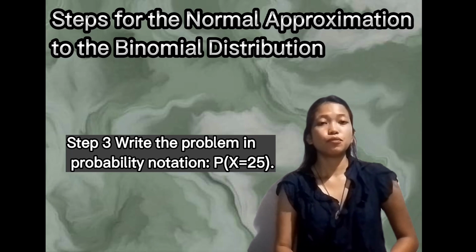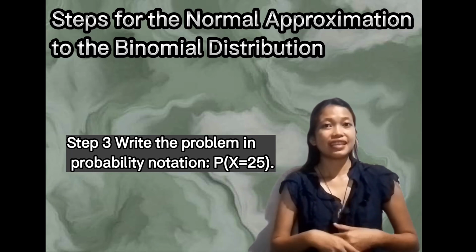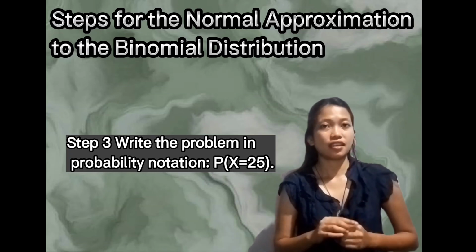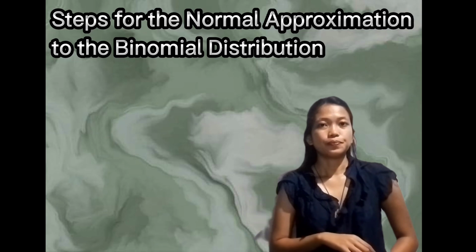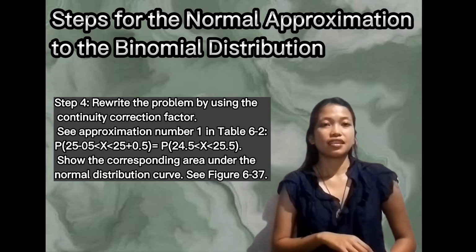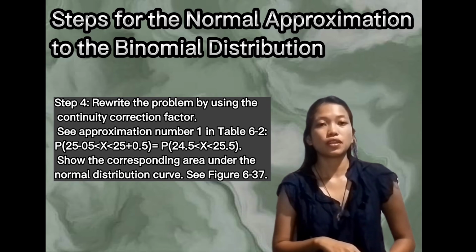Now let's proceed to step number 3. Write the problem in probability notation. Since it is said here that exactly 25 say they read the newspaper while driving, so P of x equals 25.